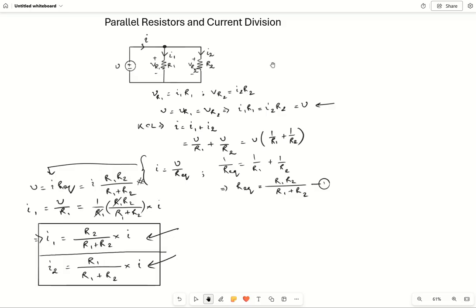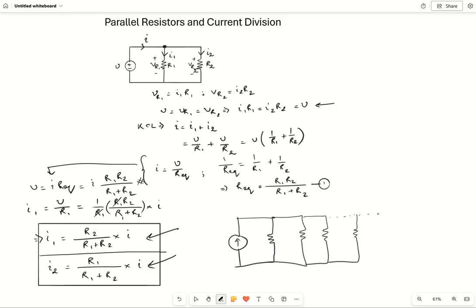Now if we extend the same circuit to multiple resistors, suppose our input current is I, and then we have resistances. You can combine the resistances like this. Suppose this is a resistance in between, and then this is the final resistor. So this is current I, this is R1, R2, R3, and so on up to Rn. Now this is the intermediate resistor called Rx.